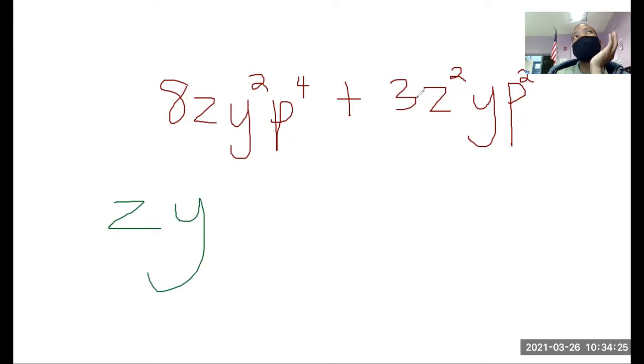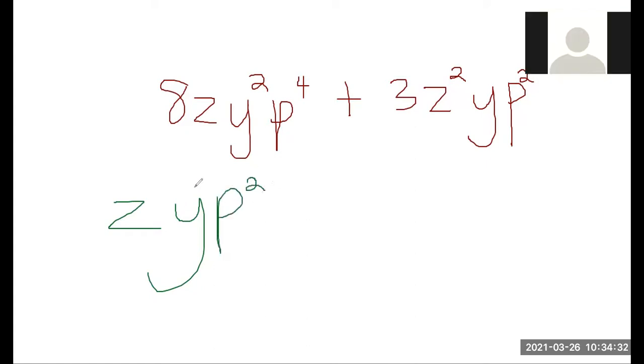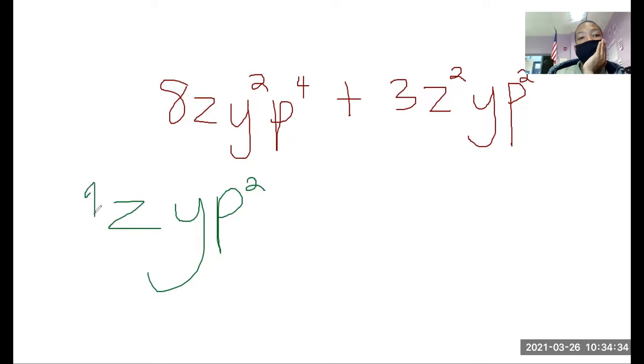Let's look at p to the 4th and p squared. What can go into both of them? P squared. And if you want, let me go ahead and put the 1, but we don't need to put the 1. And then since I've already been through all of my variables and all of my terms, I'm going to put my open parentheses now. Now I'm going to put what's left. The 8 is left, because if I do 8 times 1, I'm going to get back this 8.